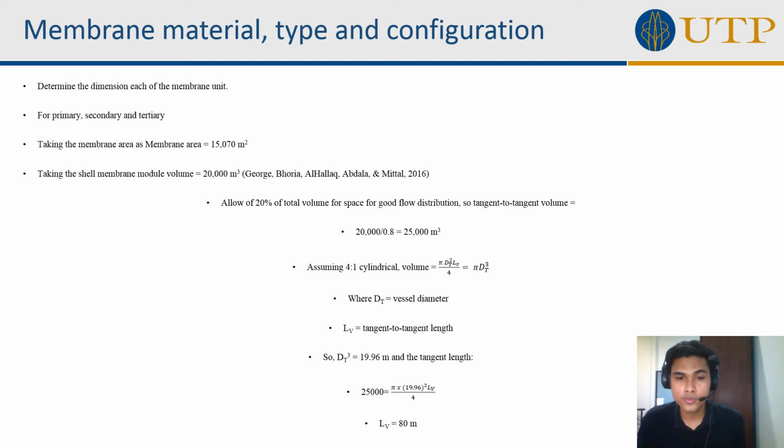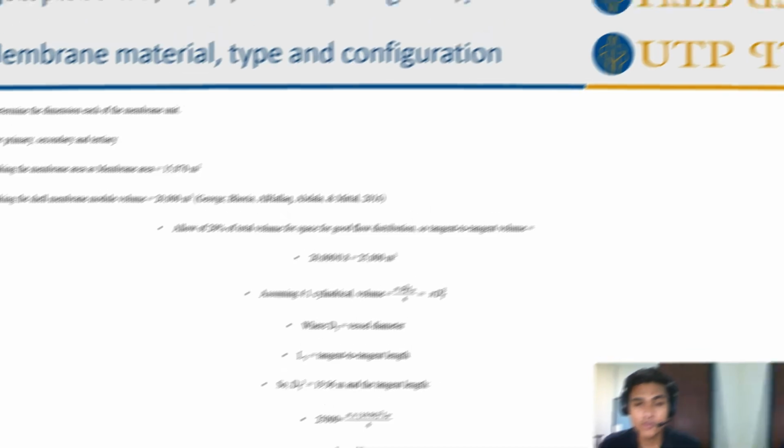So 20,000 meter cubed divided by 0.8 will give 25,000 meter cubed. Then we are assuming a length to diameter ratio of 4 to 1 for the cylinder. The formula of volume is pi D_T squared L over 4.